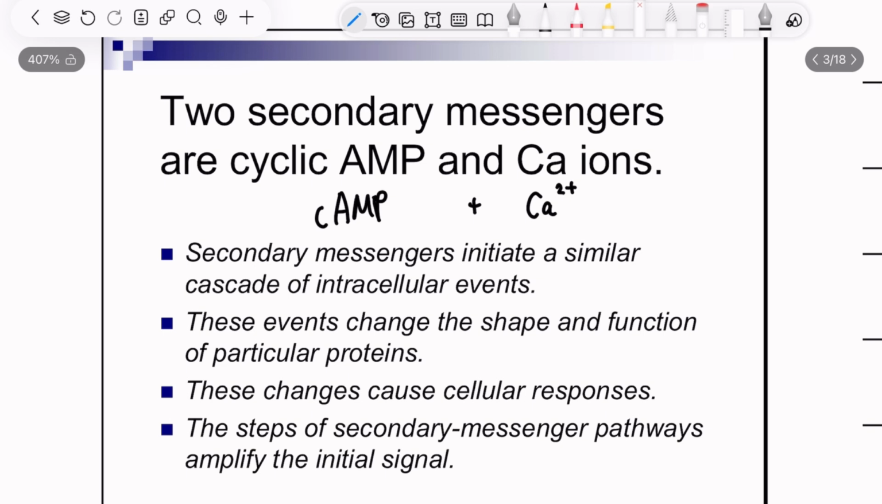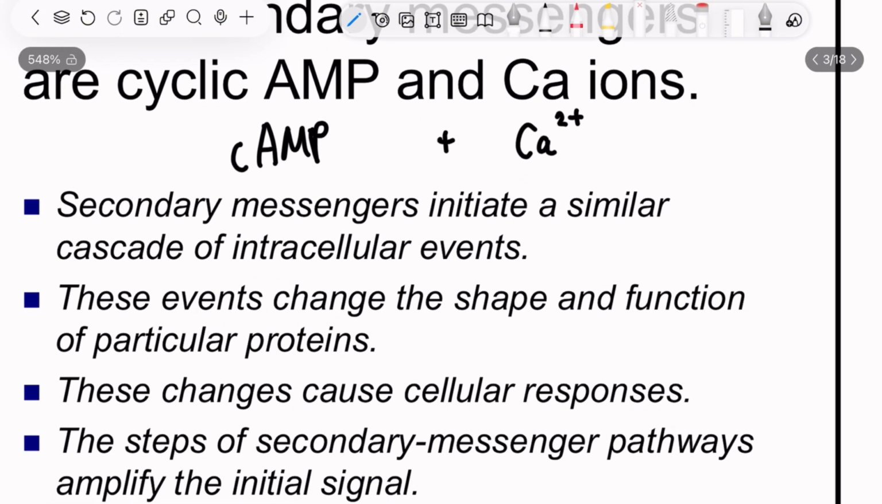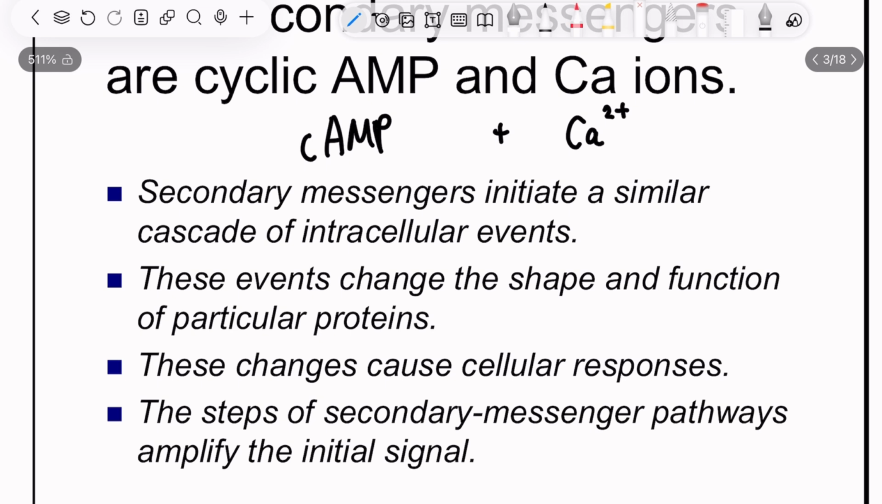Two secondary messengers are cyclic AMP and calcium ions. So what this whole slide is talking about are the secondary messengers, which are the molecules that help transmit signals inside a cell. And the two examples that are provided are cyclic AMP and calcium ions. It says here, secondary messengers initiate a similar cascade of intracellular events. What does that mean? Well, the secondary messengers start a series of internal processes inside the cell after the initial signal, or the first messenger, is received. These events change the shape and functions of particular proteins. So these processes can change specific proteins inside the cell, altering their shape and function. That's basically what it means.